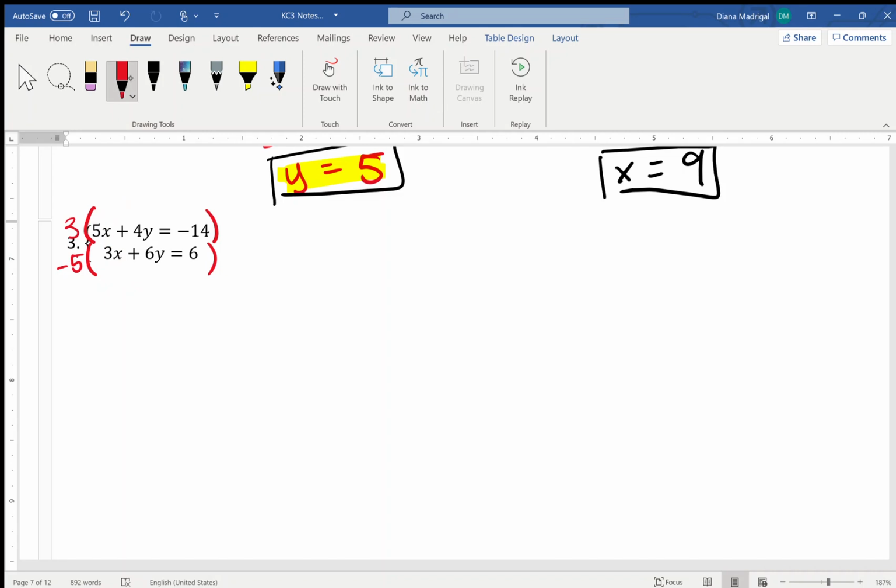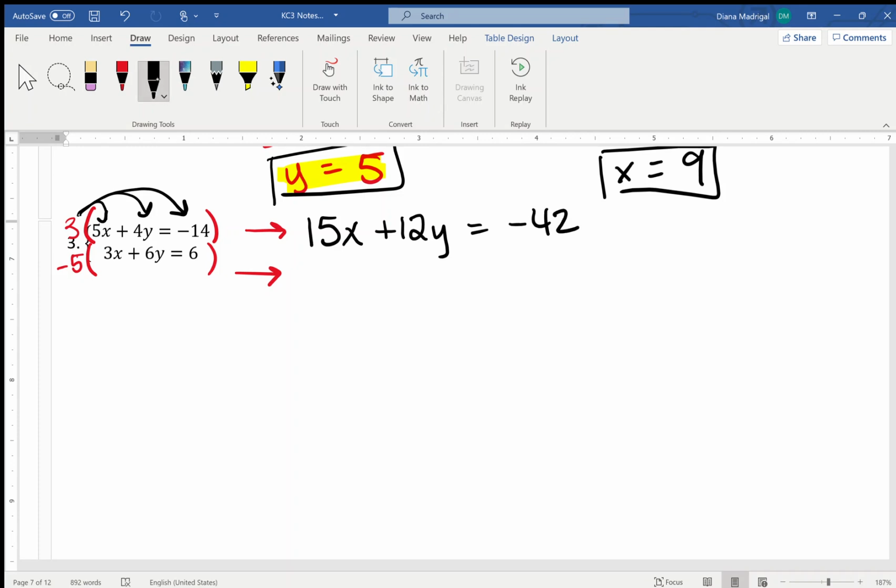I'm going to switch this over here and then switch this one over here. 3 times 5, we just did it, 15x. 3 times 4 plus 12y. Okay, don't forget that last number. 3 times 14 gives me negative 42. Okay, let's do it again on the bottom. Negative 5 times 3 gives me negative 15x. Negative 5 times 6 gives me negative 30y. Negative 5 times 6 again gives me negative 30.